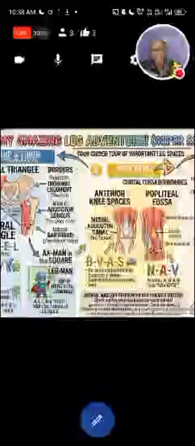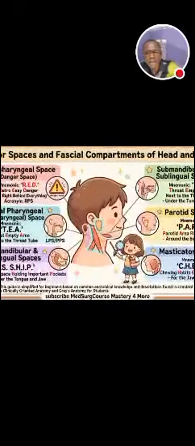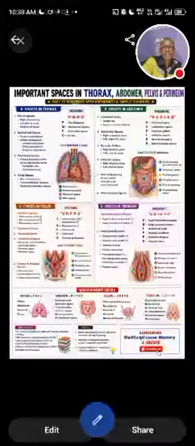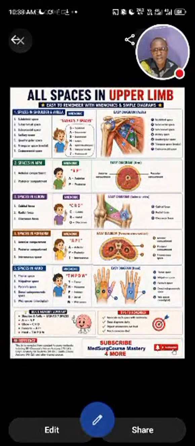Now, what have we done so far? We are just looking at these different numbers. To really internalize, keep this short and simple: go to the video once it's uploaded and watch it completely. Okay, you have the next one, major spaces. The thorax specifically, zoom it in. For the upper limb, see the diagrams.